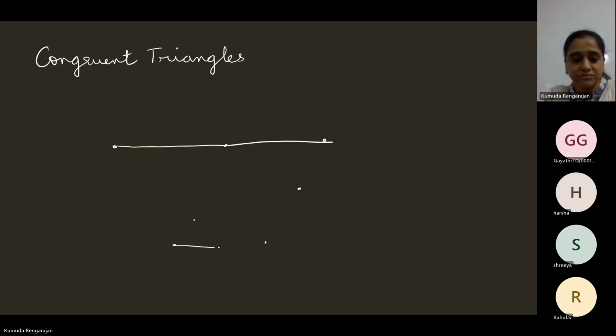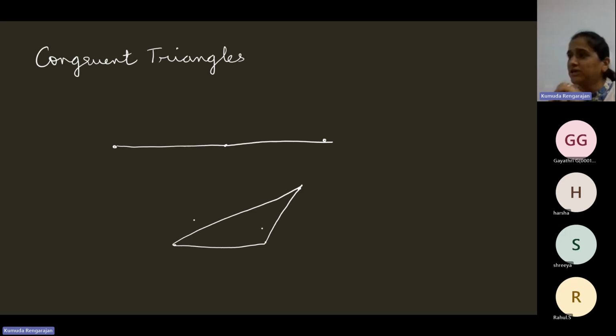Now, the 3 points are not collinear. The 3 points cannot be connected by the same straight line. Then a triangle is formed. So a triangle is formed by 3 non-collinear points in a plane.